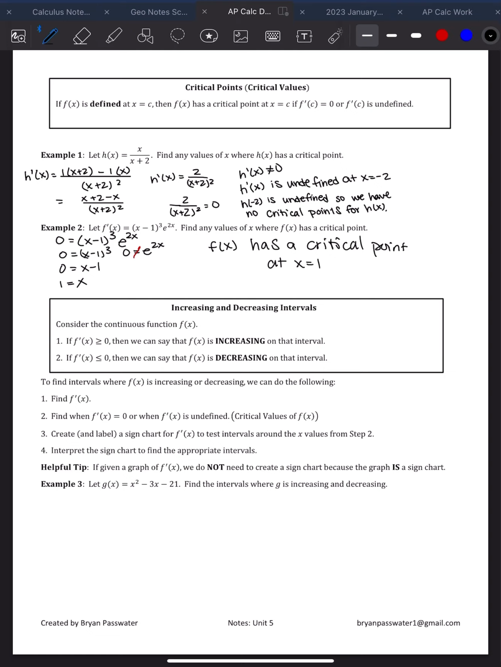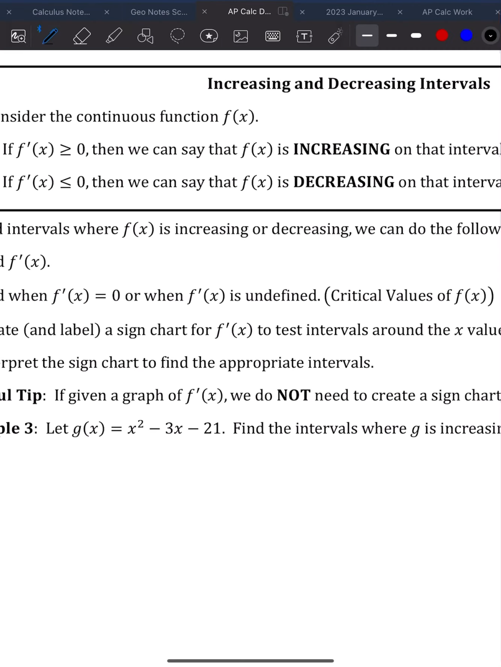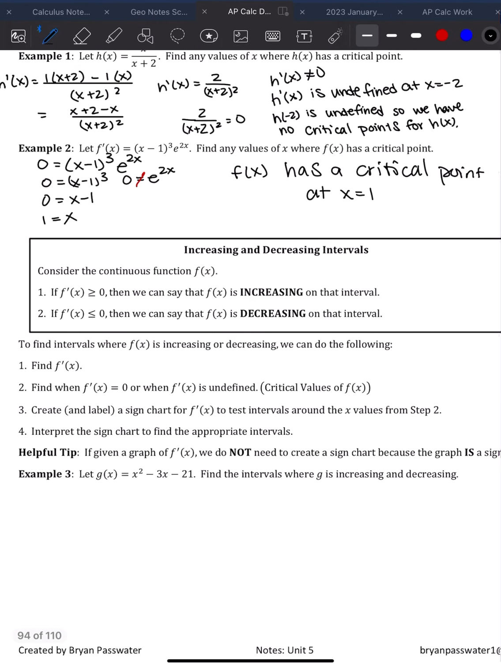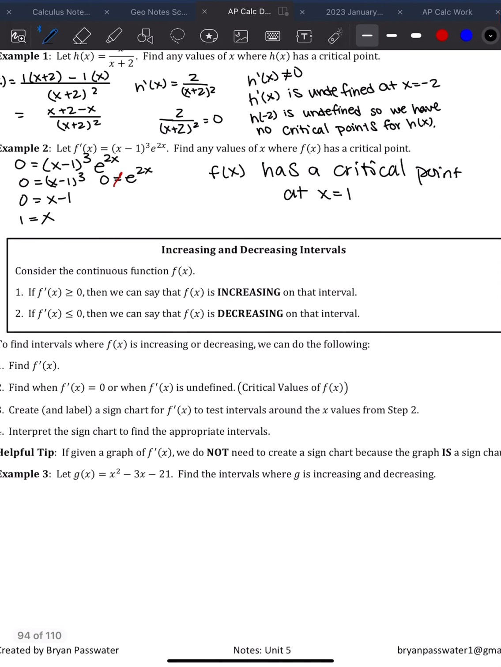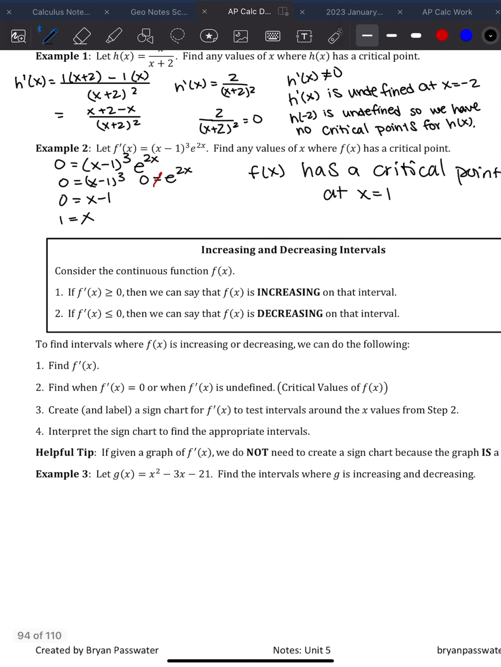So to find where f of x is increasing or decreasing, we do the following. Find f prime of x, set it equal to 0, find those critical values, or when it's undefined, and then we're going to make a sign chart to kind of test out some stuff. So here's the thing. If we are given a graph, then we don't need to do a sign chart because the graph is our sign chart.